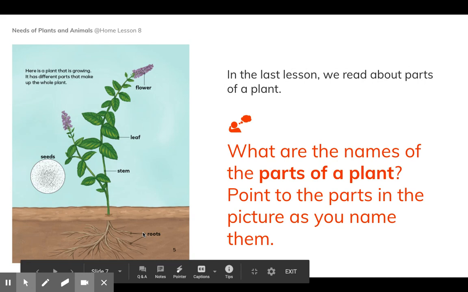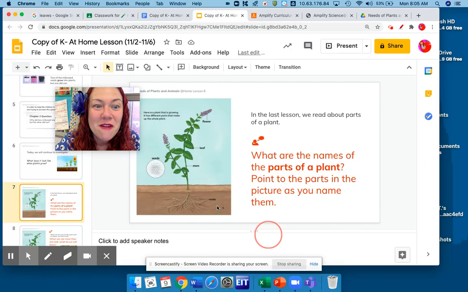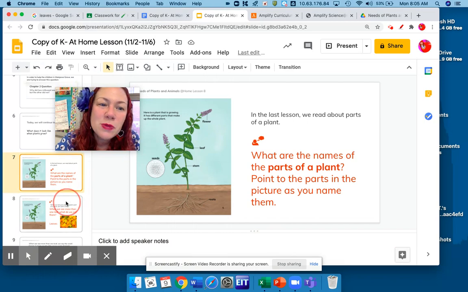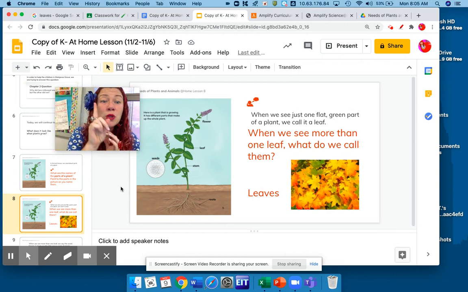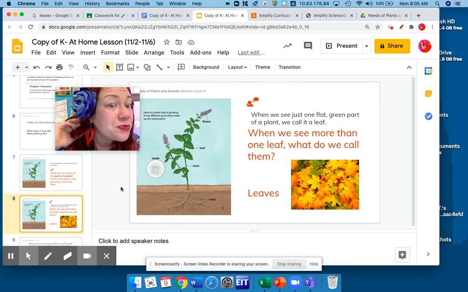So that is a really great diagram of a plant, and you know that all of those parts are present when the plant is growing. When we see just one flat green part, we call it a leaf. Everybody make your leaves. Good. And when there's one leaf, we say leaf. You say it. One leaf.